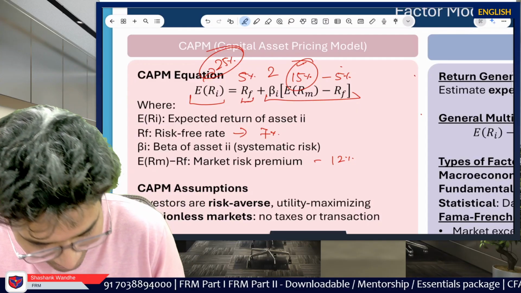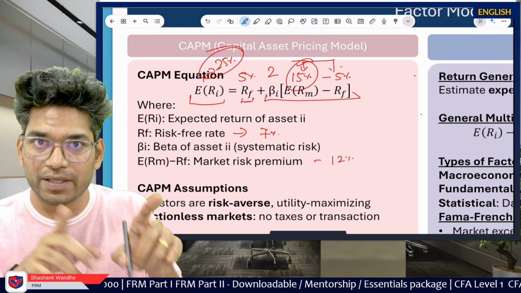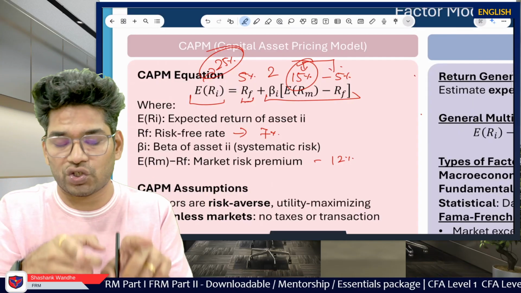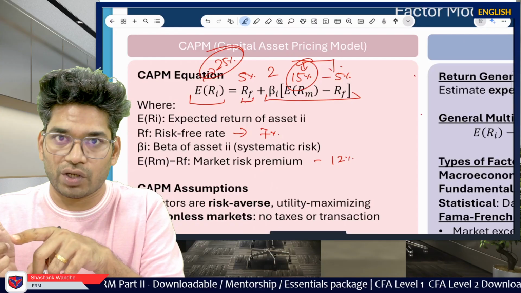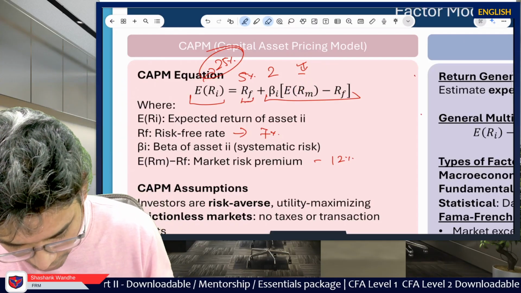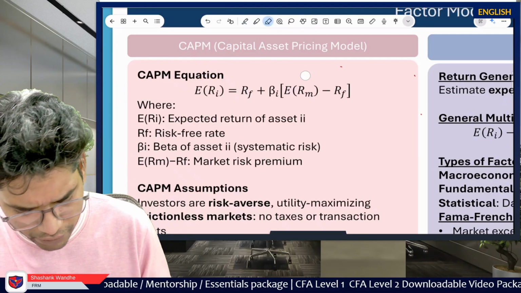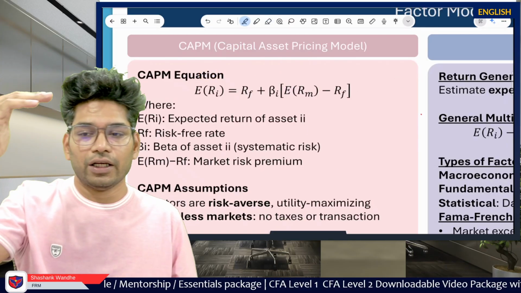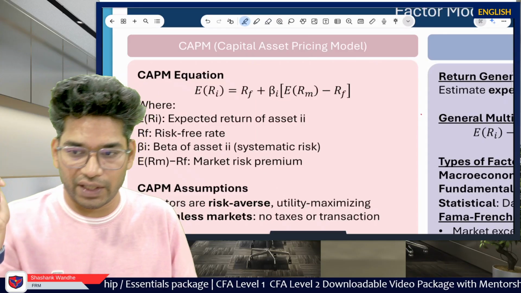So how much is the extra risk you are taking? That is the market risk premium, 15 minus 5%. 10% is the extra risk taken. That's why you are getting only 10% multiplied by 2 extra. Okay, fine. I hope you are able to understand this. Just understand the formula and this should be sufficient for your exam, and understand that lowering the beta will lower the ER and increasing the beta will increase the ER.